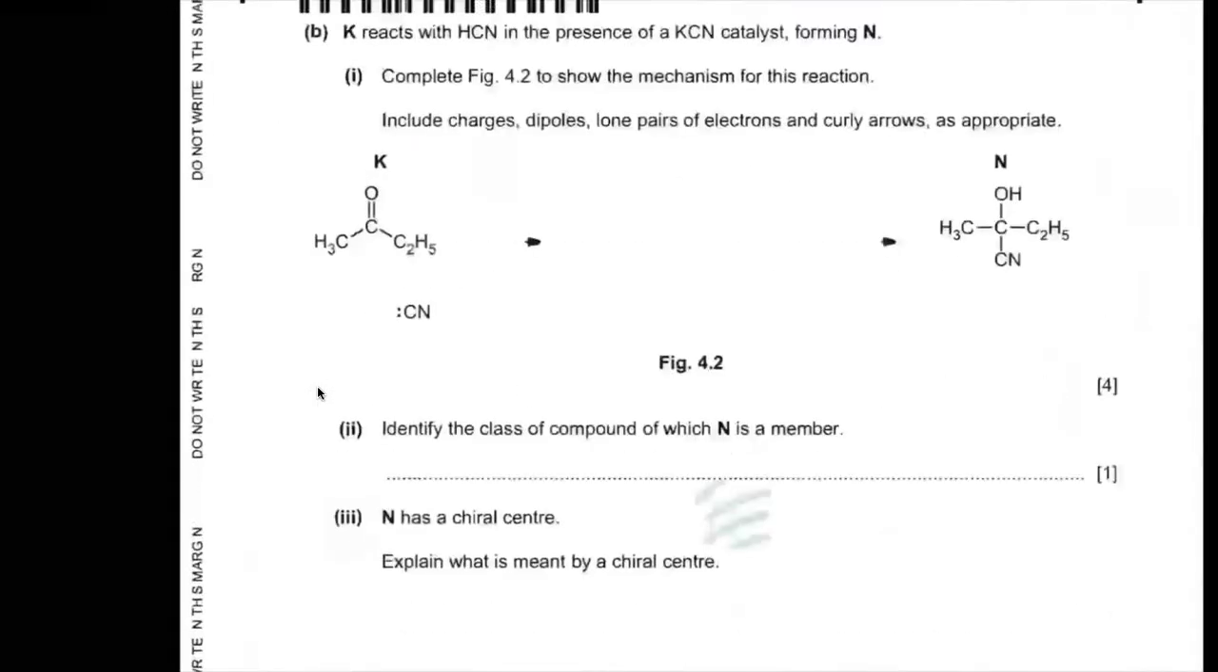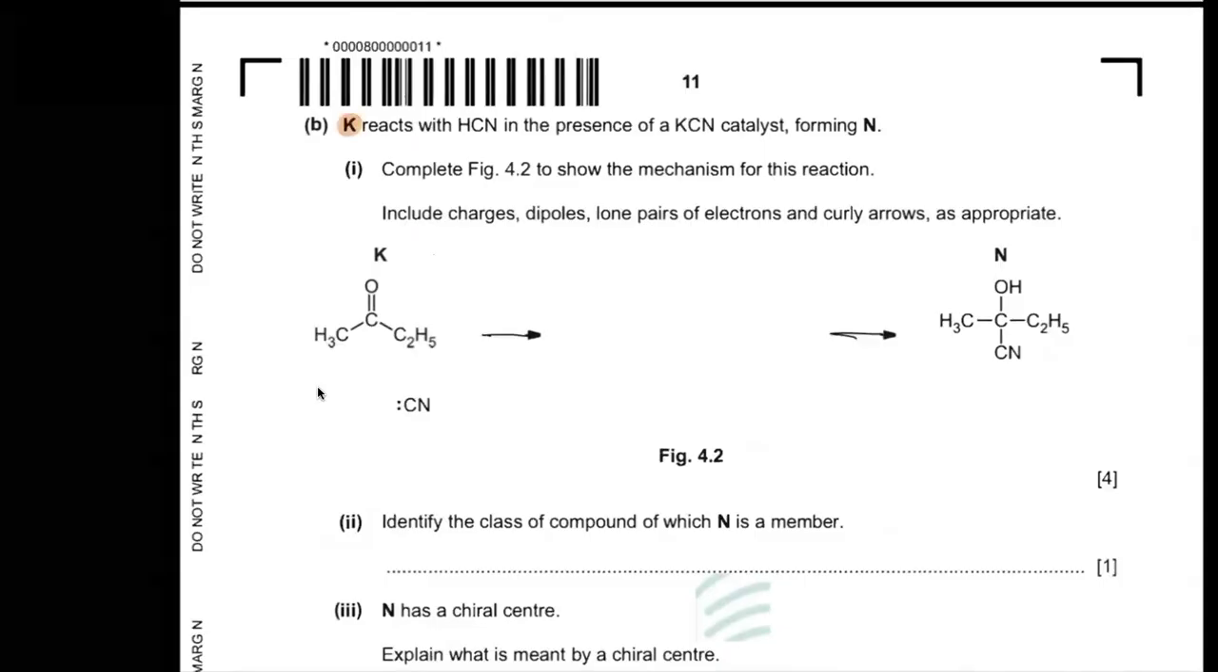Okay, we are done with the table. So over here again, there are some errors in the formatting. K reacts with HCN in the presence of KCN catalyst forming N. So it means K can be either an aldehyde or a ketone, because the reaction where HCN is a reactant and KCN is a catalyst is the one in which aldehydes and ketones are involved.